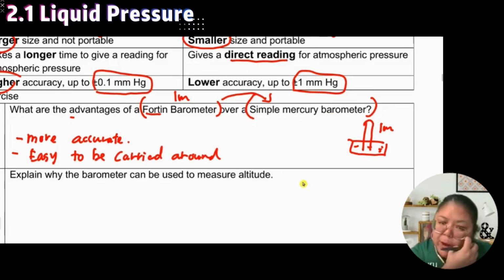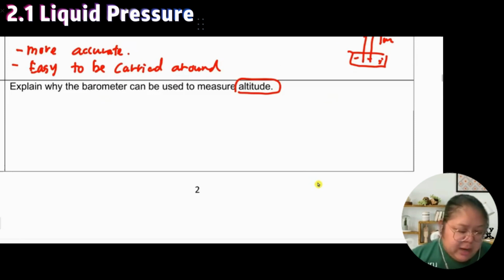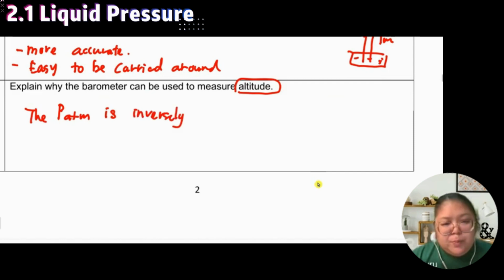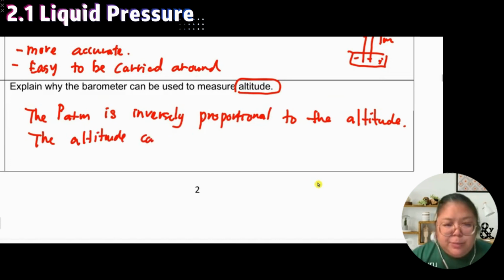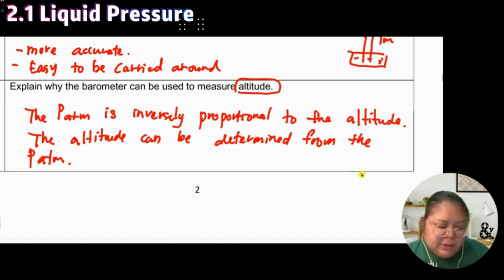Explain why the barometer can be used to measure altitude. Every barometer can measure altitude. So we go to answer. The atmospheric pressure, you write in full, atmospheric pressure, is inversely proportional to altitude. And the altitude can be determined from the atmospheric pressure.